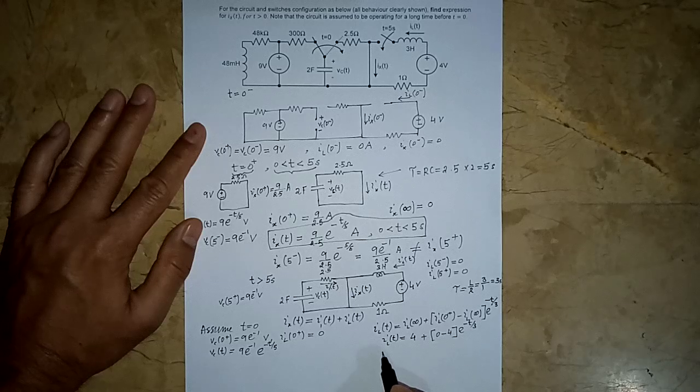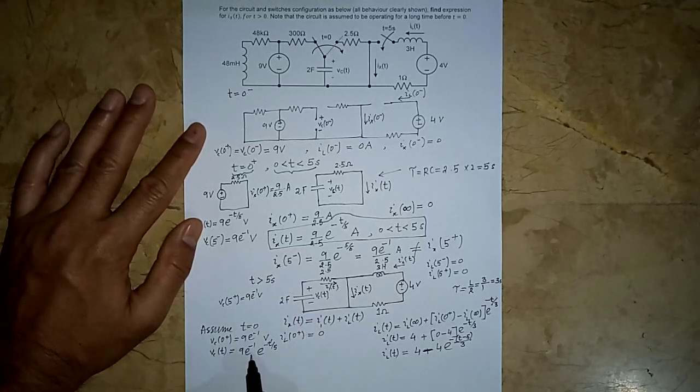However, the real expression of IL(t) would be such that all the t's should be replaced. So we have a t here, and this should be replaced by (t minus 5) over 3. So this is the expression that we are looking for IL(t).